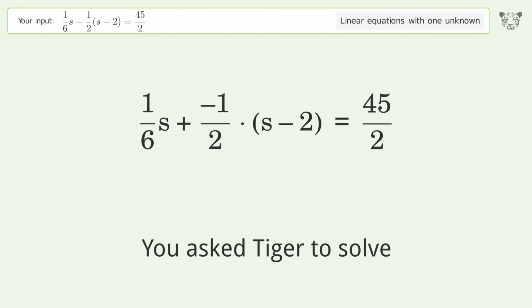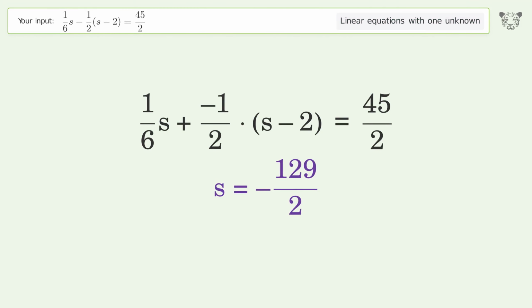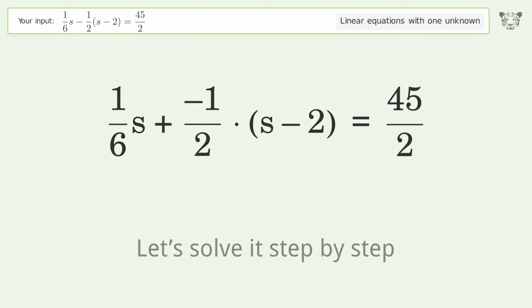You ask Tiger to solve. This deals with linear equations with one unknown. The final result is s equals negative 129/2. Let's solve it step by step.